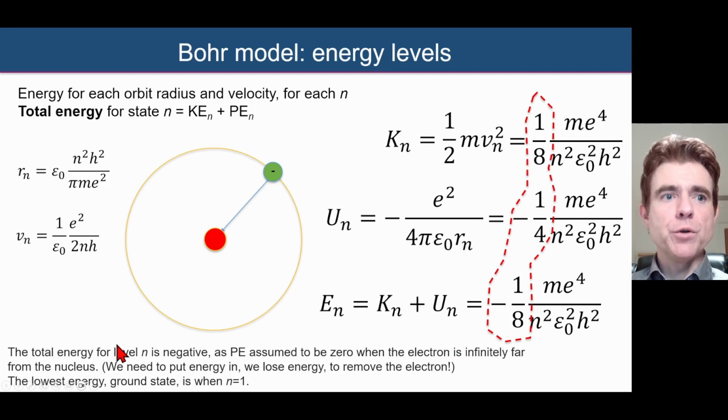As a quick note, total energy is negative because by definition, when we go out to an infinite radius, where n tends to infinity, the energy for the liberated electron is taken to be 0.